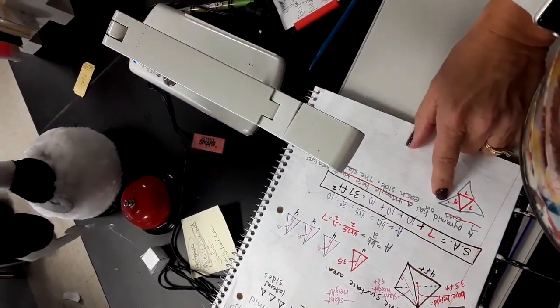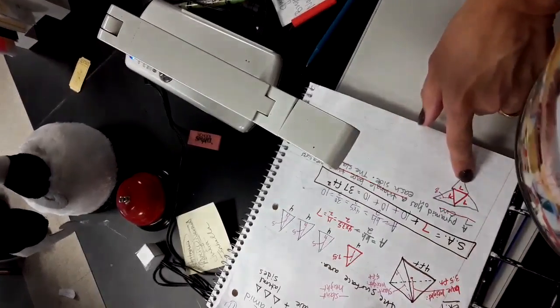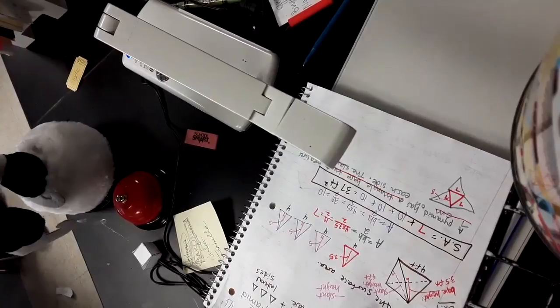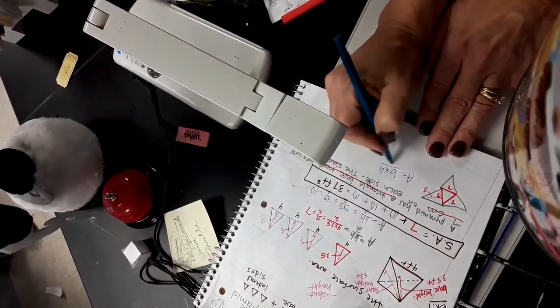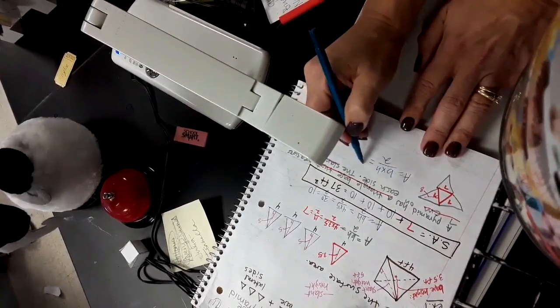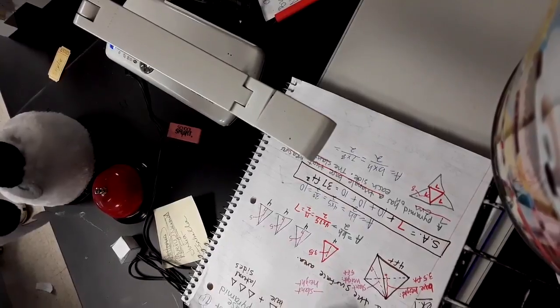Slant height 8. All these bases are 7. So, area equals base times height divided by 2. 7 times 8 divided by 2. 56 is 7 times 8.